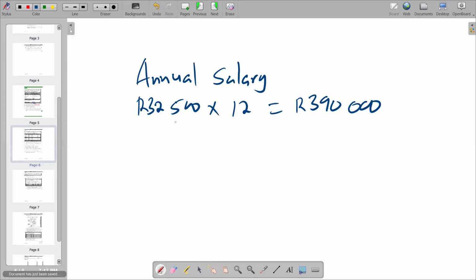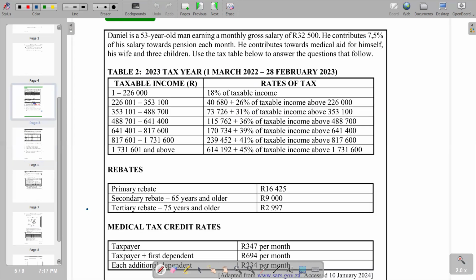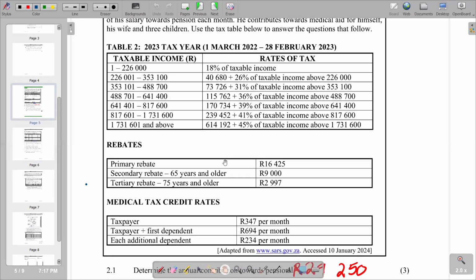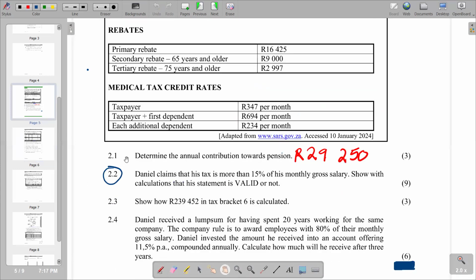Now we need to find out about the taxable income. Remember, for taxable income, we take the gross salary that we have, and then we subtract the annual pension. If you go back to the question, you'll see that the annual pension was calculated in 2.1. The figure is 20,250 rands. So we're just going to subtract this from the annual gross salary that we have there.